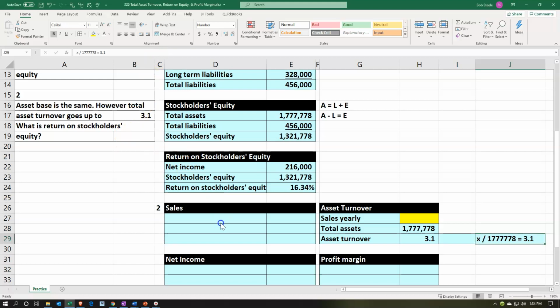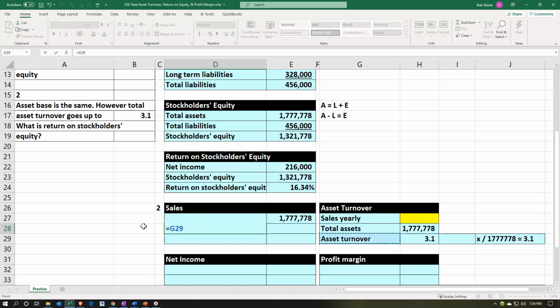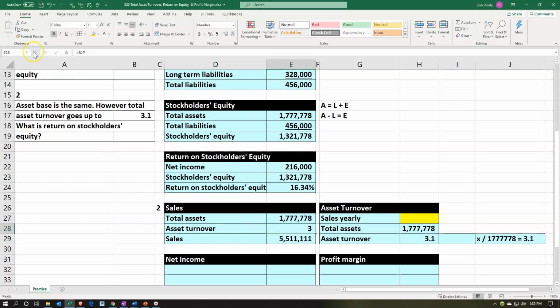If we were to do it in a vertical fashion, then we could say, all right, well then, if the total assets are going to be equal to, we know this number, and then we know the asset turnover is going to be equal to, I'm going to pick it up over here, the 3.1, then the sales or revenue, the top line of the income statement, will be equal to this times this. And remember, this is going to be 3.1, home tab numbers, adding a decimal for the 3.1.